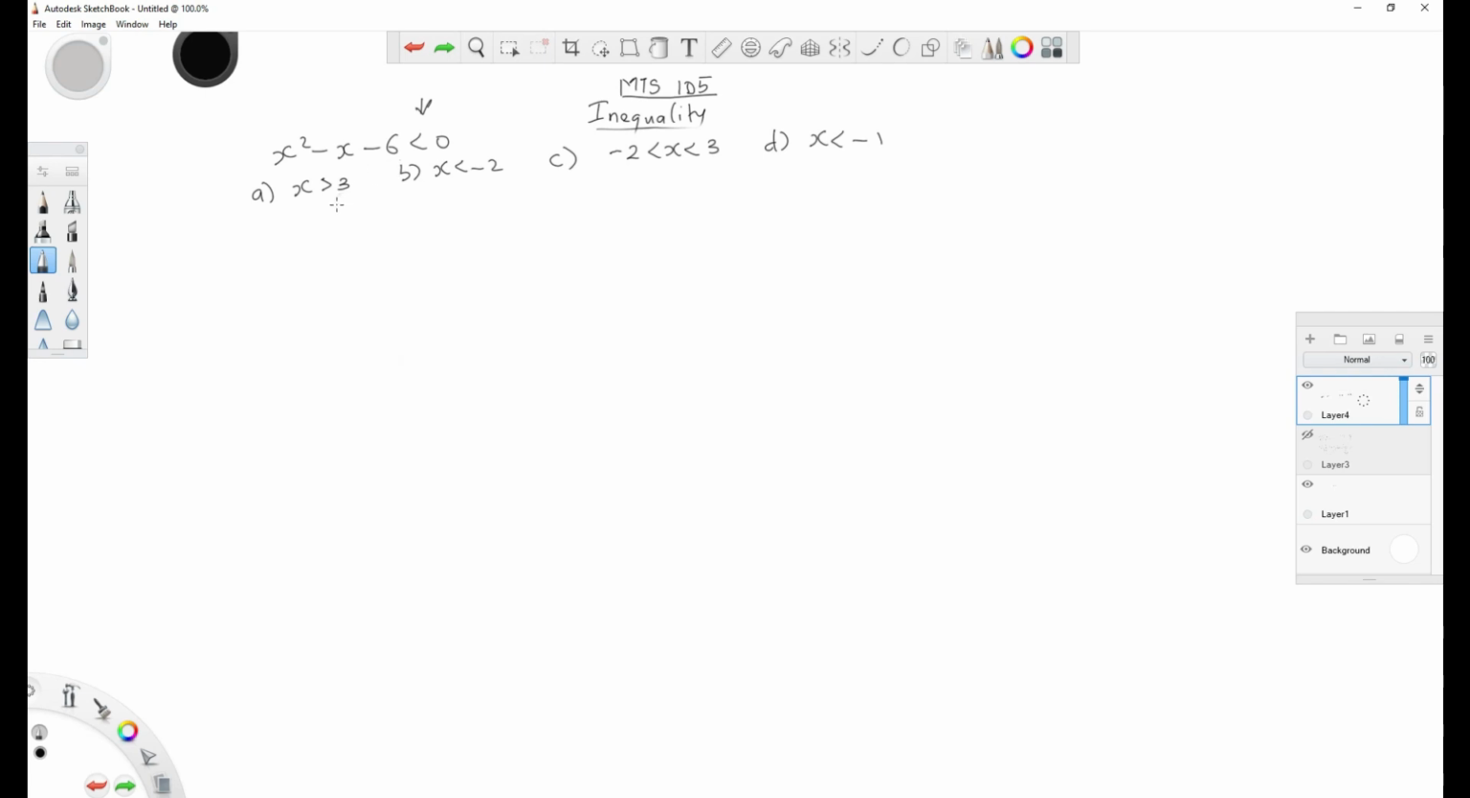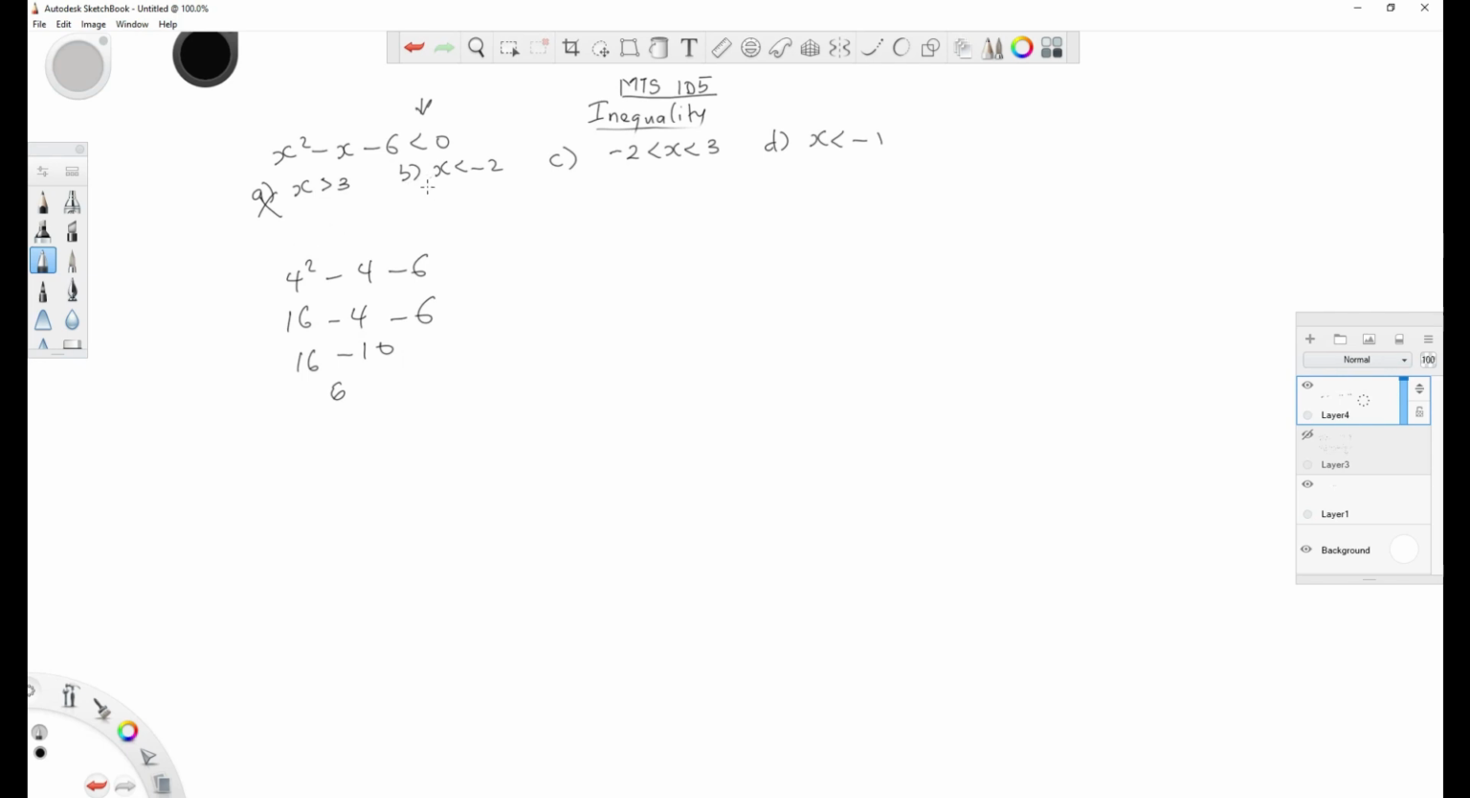So let's pick x is greater than 3. That's like 4, 5. Put 4: 4 square minus 4 minus 6. This is 16 minus 4 minus 6. This is 16 minus 10. This is 6, which is not. So to the next, less than minus 2.